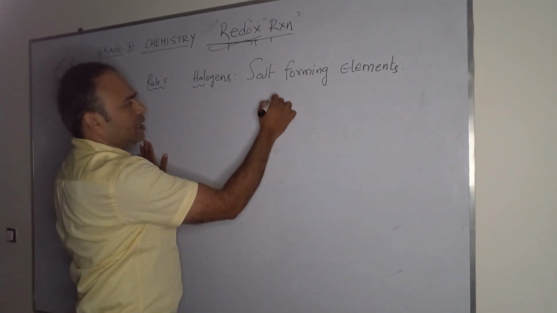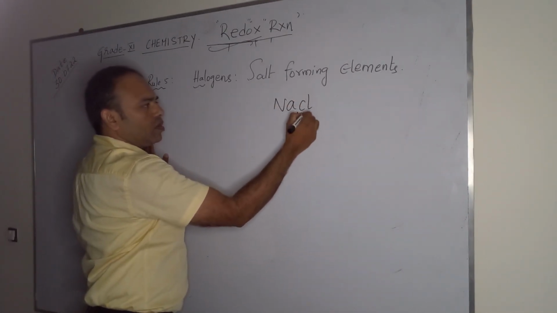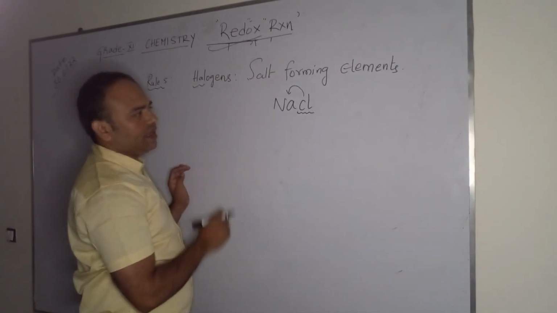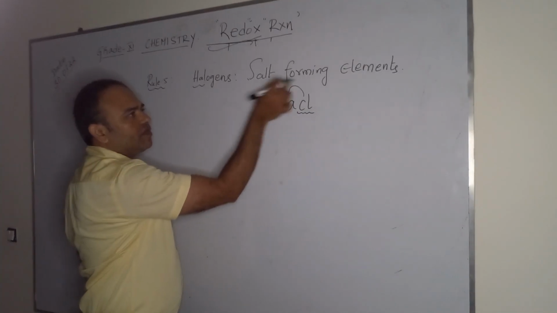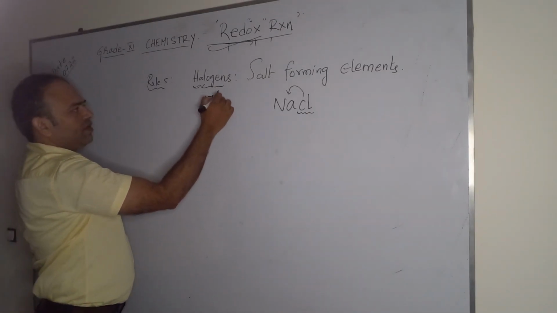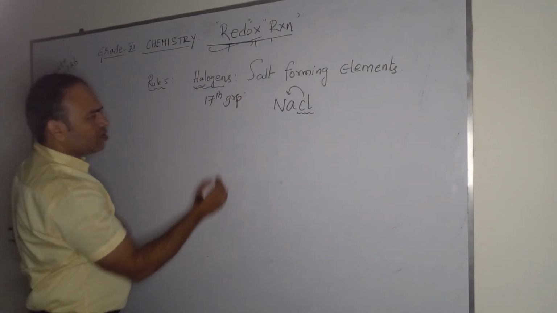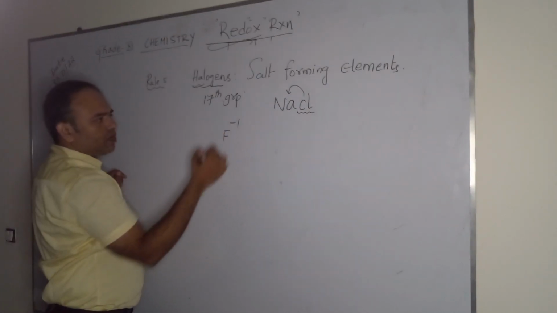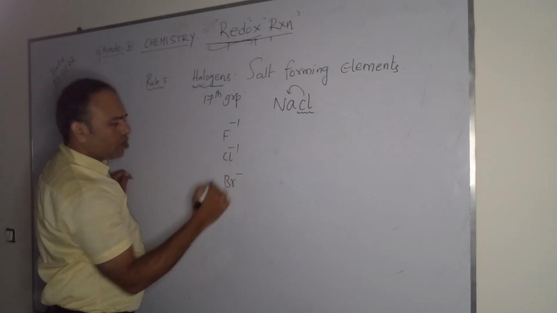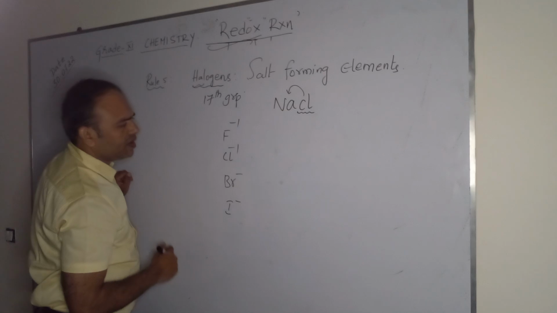Example, you know, right? NaCl. So chlorine when it combines with sodium will give us salt. Hence you call chlorine a salt forming element, nothing but a halogen, that is 17th group elements. So all 17th group elements: fluorine, chlorine, bromine and iodine.